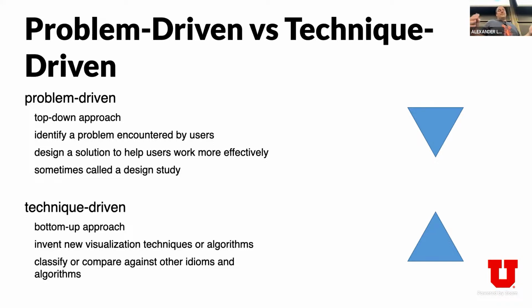The problem-driven approach is a top-down approach where you identify a problem encountered by users, and then you design a solution to help your users work more effectively. We sometimes call this a design study because we're designing something and then studying how it came to be. And then there are technique-driven approaches where I want to build a new graph layout algorithm, for example, right? I have my optimization method that I want to use, or I'm using some fancy math. And you want to invent new visualization techniques or algorithms, and then typically you classify or compare against other idioms. By idiom I just mean visualization techniques and algorithms.